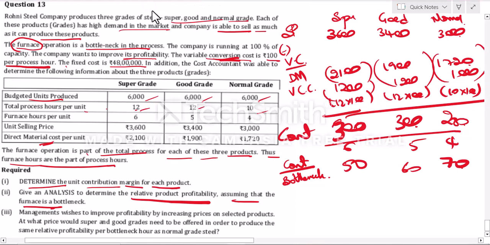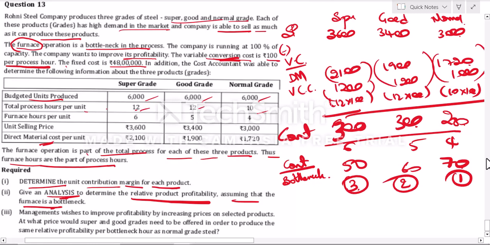They have asked for analysis also. So what we should do with this, we should give priority of utilizing the bottleneck resource to the product which gives the highest contribution. That means first normal, second good, and third super. In this way we need to give importance based on the ranking.